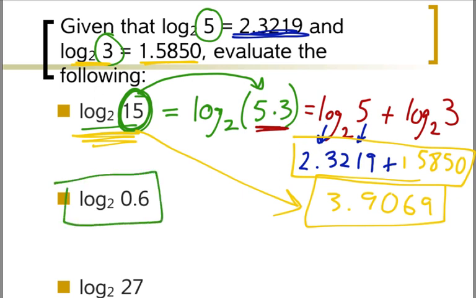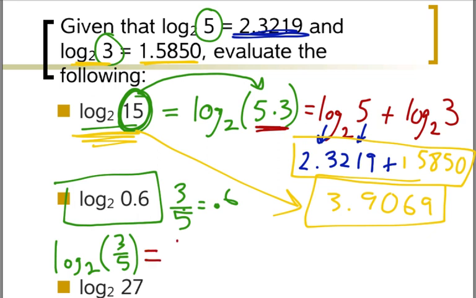In the second problem, we want to somehow come up with how 3 and 5, either the product or the quotient of them, would come up with 0.6. Well, if I divide 3 by 5, I actually come up with 0.6, which means I can rewrite this to be log base 2 of 3 over 5. And why that's useful is because I can rewrite this then as log base 2 of 3 minus log base 2 of 5.